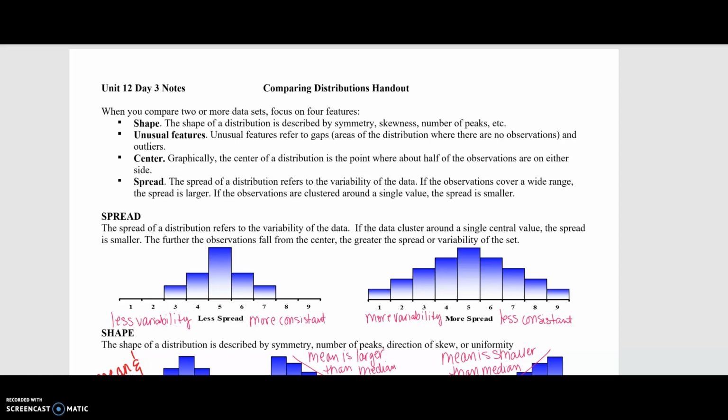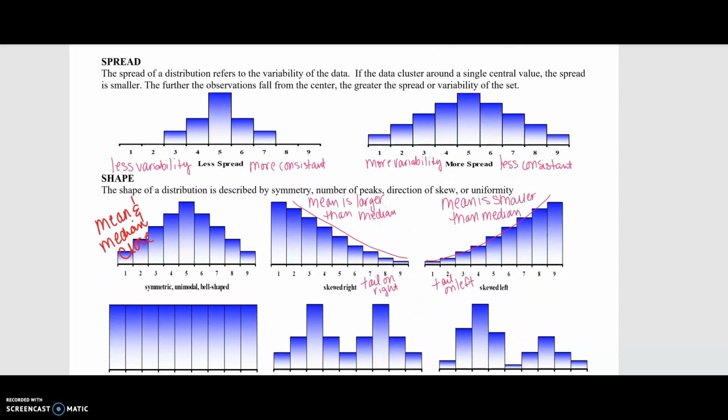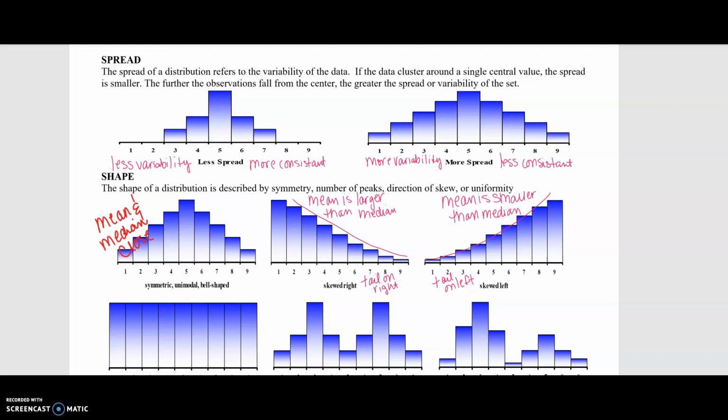When looking at the spread of distribution, we could describe it as less spread or more spread. If a distribution has less spread, that means it has less variability, therefore more consistent. If a distribution has more spread, we could say it has more variability, therefore it's less consistent.